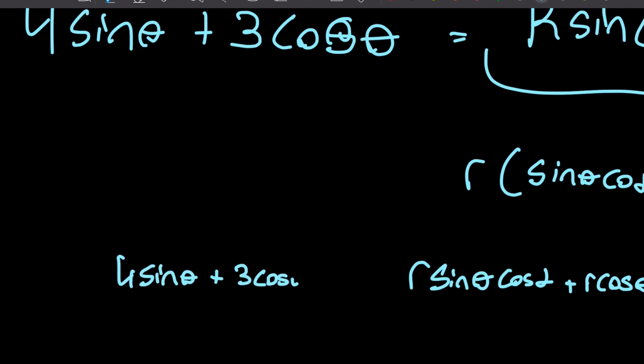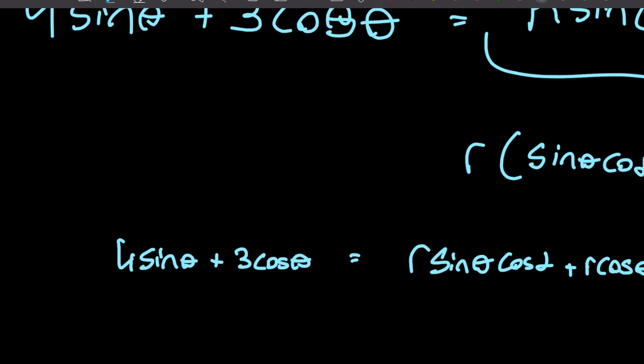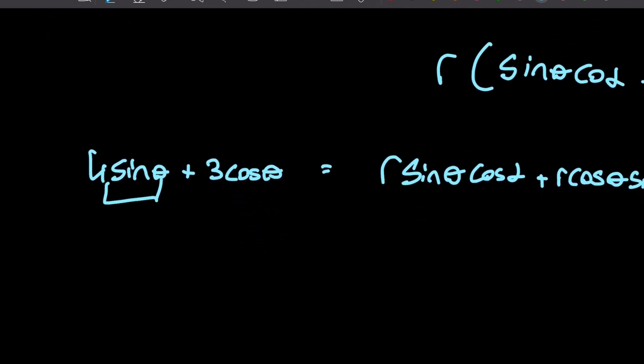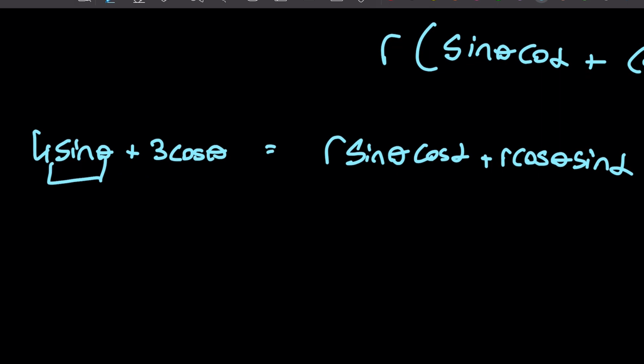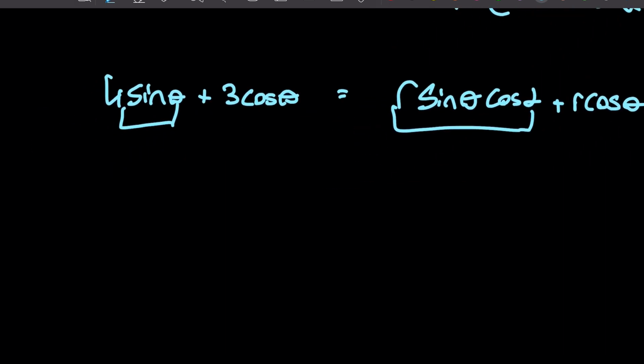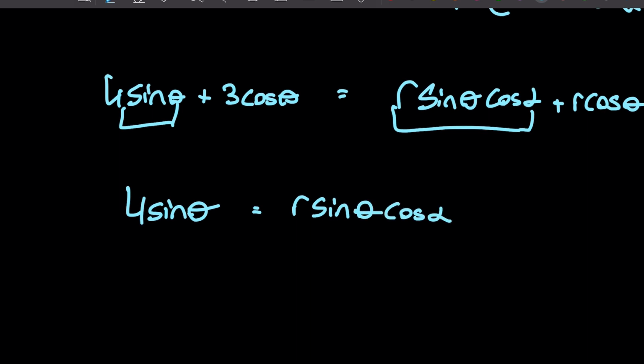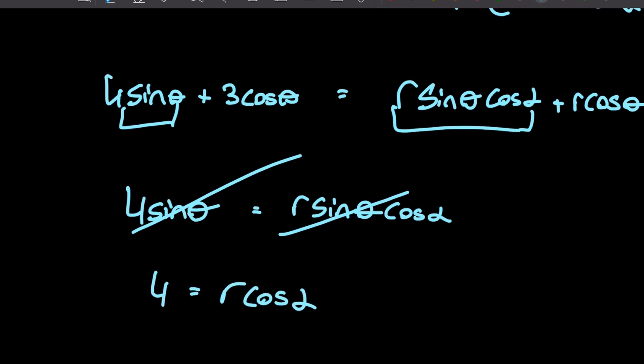Now, what has a coefficient of sine theta? If you look over here, r cos alpha has a coefficient of sine theta. So we can equate coefficients. So 4 sine theta is equal to r sine theta cos alpha. Cancel these out, we get 4 is equal to r cos alpha. Okay, great, and that's going to be our equation 1.